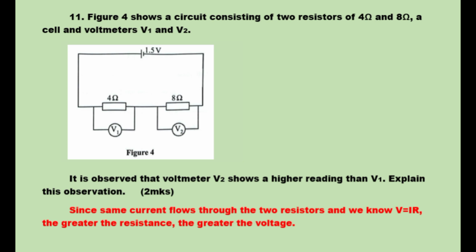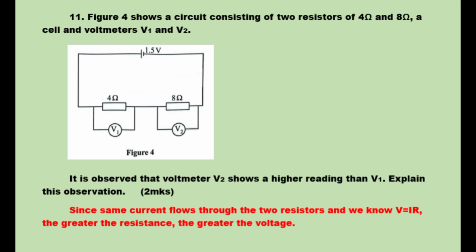Explain this observation. If you look at this diagram, you realize that the current passing through the two resistors is equal because the two are in series. That means current from the positive terminal passes through resistor 1, then through resistor 2, then back to the negative terminal. So current is common, and it is also the total current. So why do we have V2 giving a higher reading than V1?